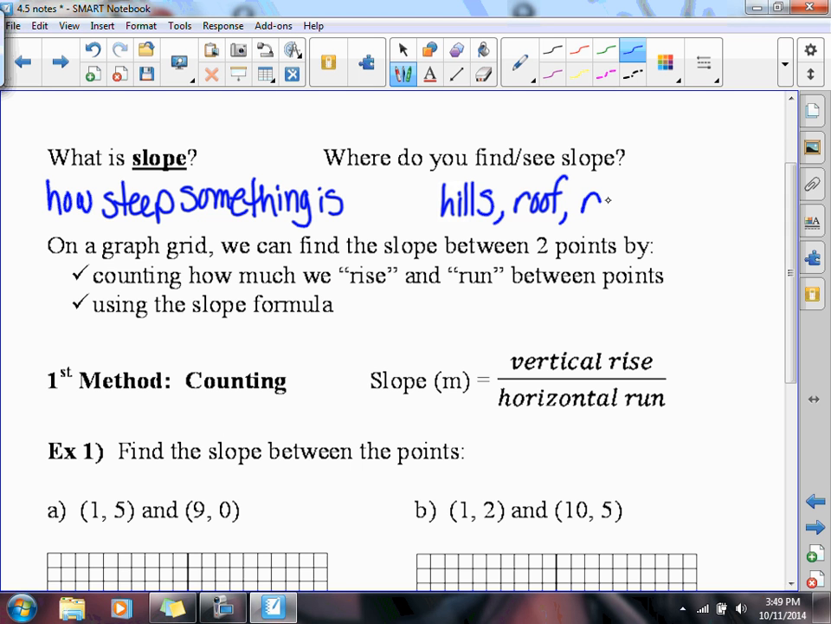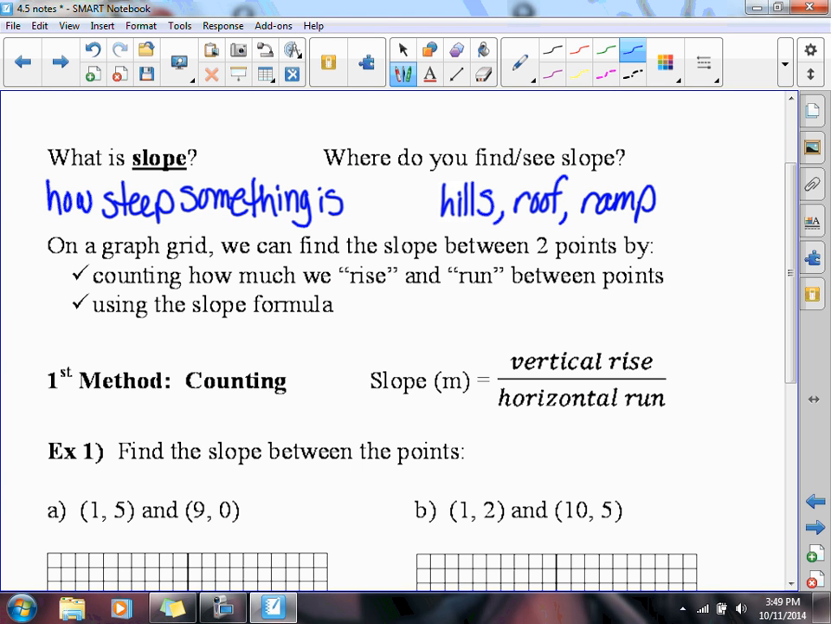You can see it in ramps, like a wheelchair ramp that goes into a building, or maybe a ramp that's coming off the back of a truck to load and unload the truck. So those are just some brief examples, but slope is definitely something that we can see in the real world.